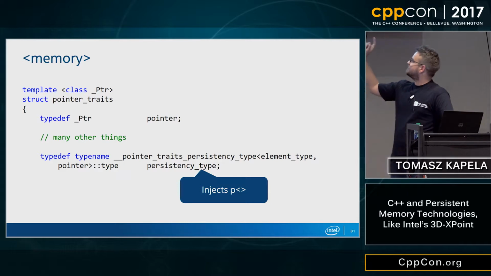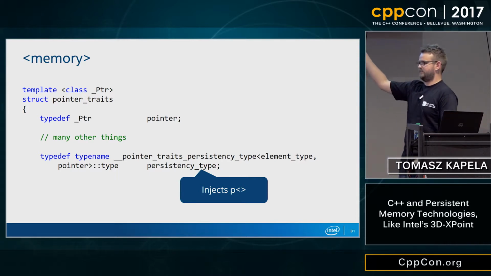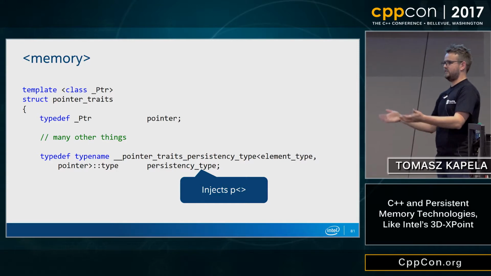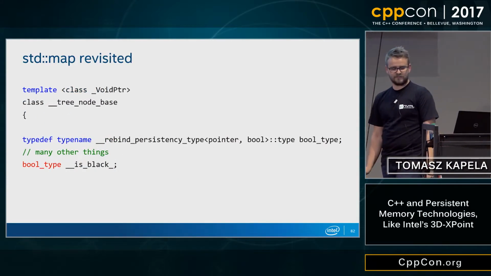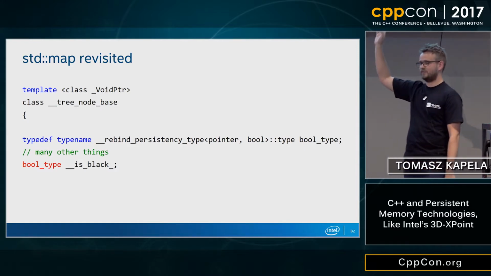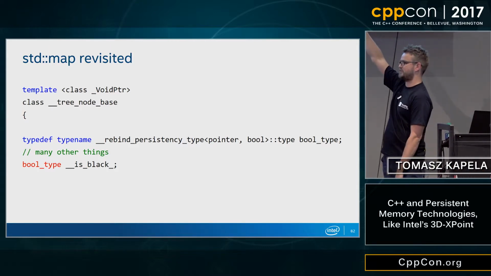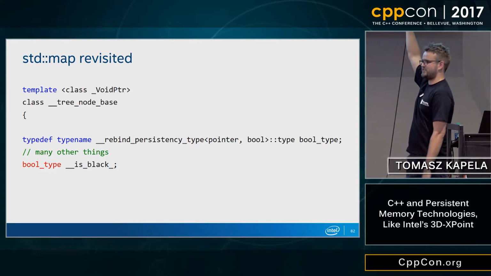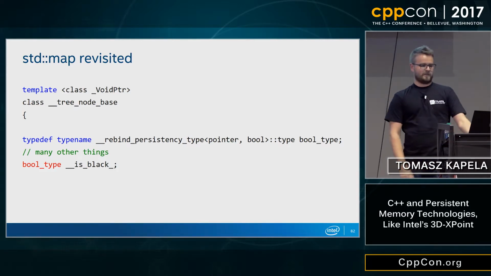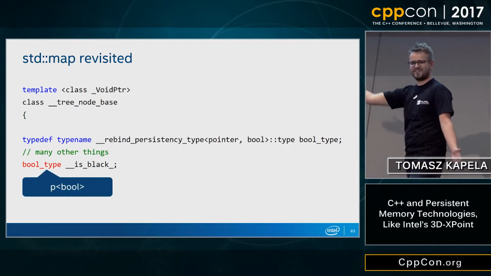What it does, in the pointer trace, it defines an optional typedef that if you don't define, then it falls back to a default type. And if you do, then it's going to be used. It's a nifty trick in the standard library. The rebind persistency type, which you can see up there, takes your pointer, which at this moment is a void pointer, so it's a persistent pointer to void, rebinds it to a persistent pointer to bool, and extracts the persistency type. So right now, the bool type that you can see is actually P from bool. And that's exactly what we wanted, right?